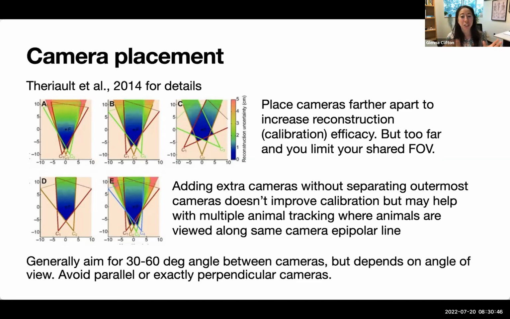Adding extra cameras doesn't actually improve your calibration efficiency. However, it can help if there are occlusions or multiple animal tracking where there's overlap. It can help resolve some of those confusions. Generally, you want to aim for around 30 to 60 degrees of angle between cameras, but it really depends on the field of view of the camera, so like what lens you're using. You want to avoid directly parallel cameras because there's not a lot of overlap, and also perpendicular cameras because it's harder to see the same body points in those. So slightly less than perpendicular would be ideal.